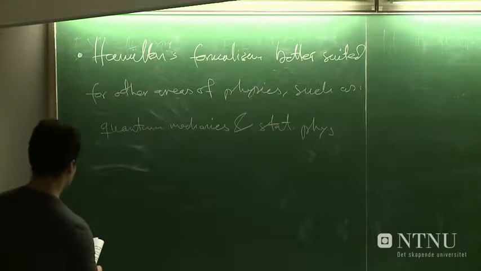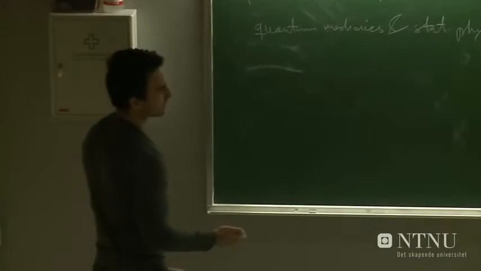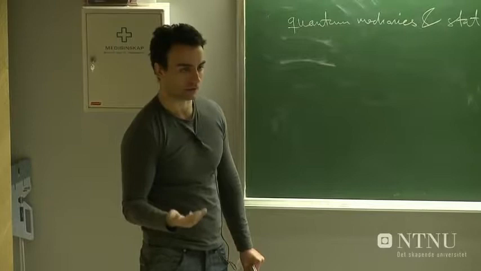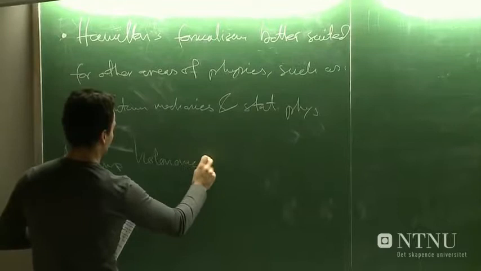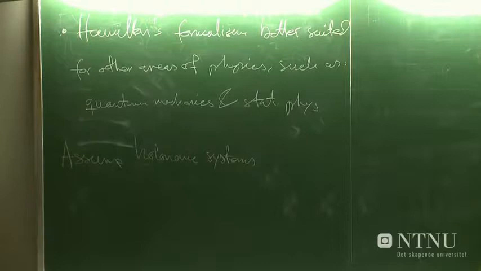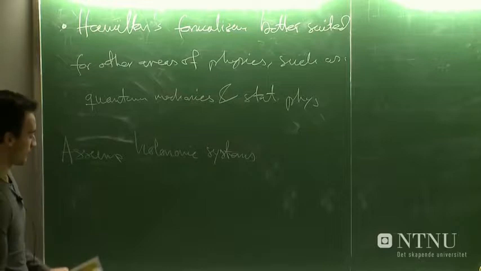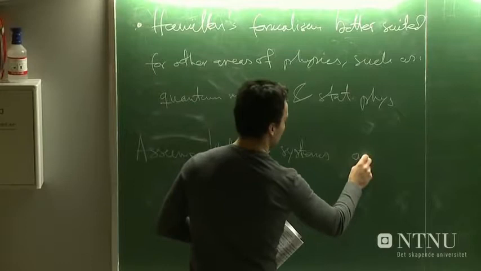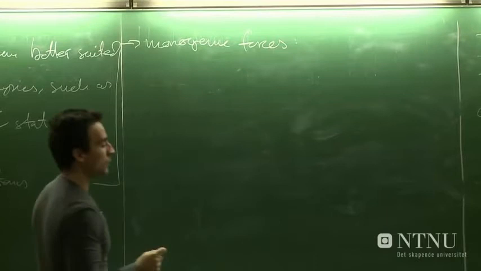So we're going to have a look at what this Hamilton formalism entails, what the content of it is, and to begin with, we'll just make a few quite general assumptions about the systems we'll consider. And it's basically the same assumptions we've been using mainly so far. Namely, we assume that the system is holonomic, which says something about how the constraints look in the system. And we also assume that the forces in the system will be monogenic.